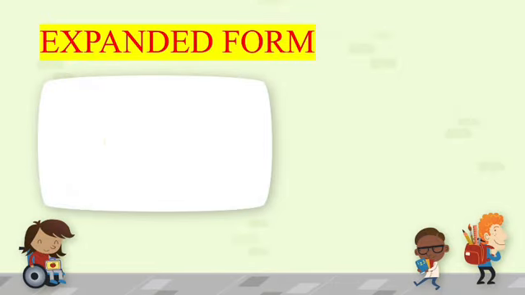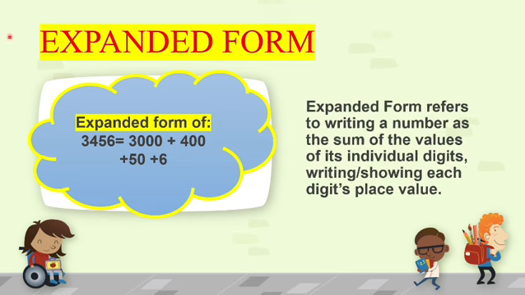What is expanded form? Well, expanded form refers to writing the numbers as the sum of the values of its individual digits, showing each digit's place value, like 3 in thousands place, 4 in hundreds place, so 400, 5 in tens place, so plus 50, and 6 in ones place, so plus 6.